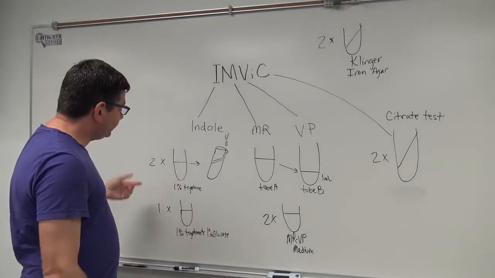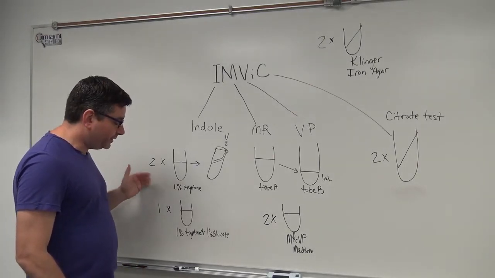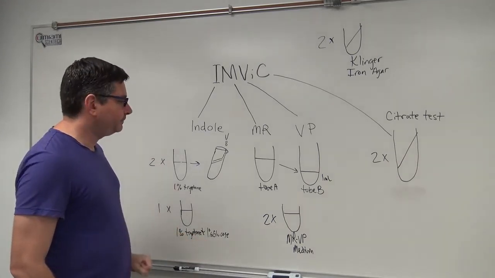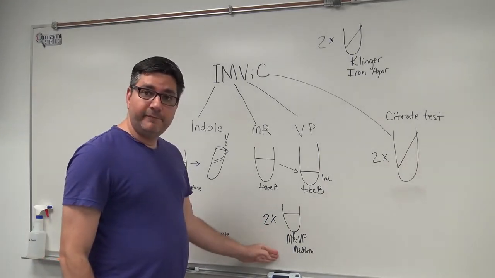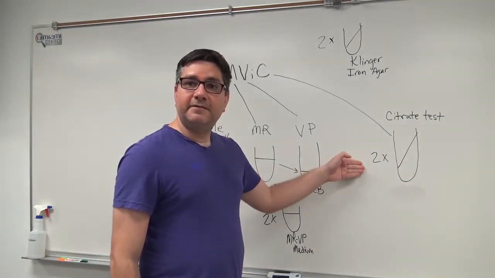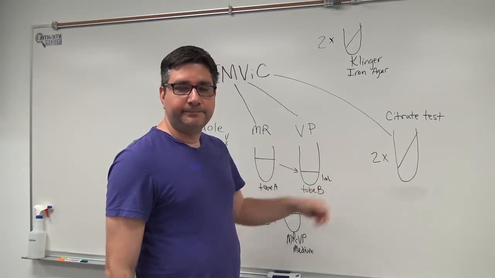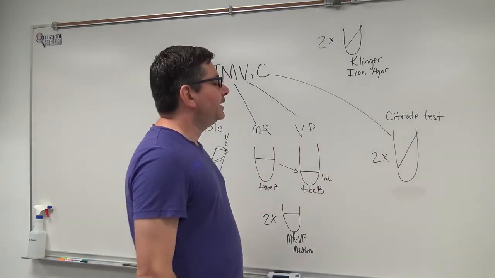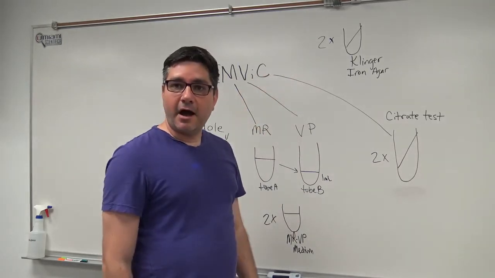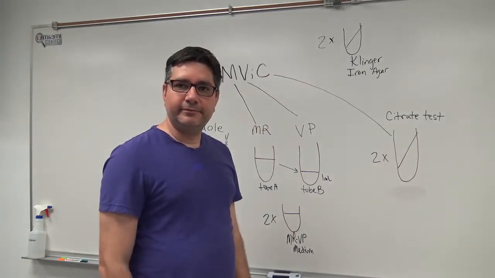Today, you'll be inoculating 2 tubes of 1% tryptone, 1 tube of 1% tryptone and 1% glucose, 2 tubes of MRVP test medium, 2 tubes of citrate agar in slants, and lastly, 2 slants of Klinger iron agar for H2S production.